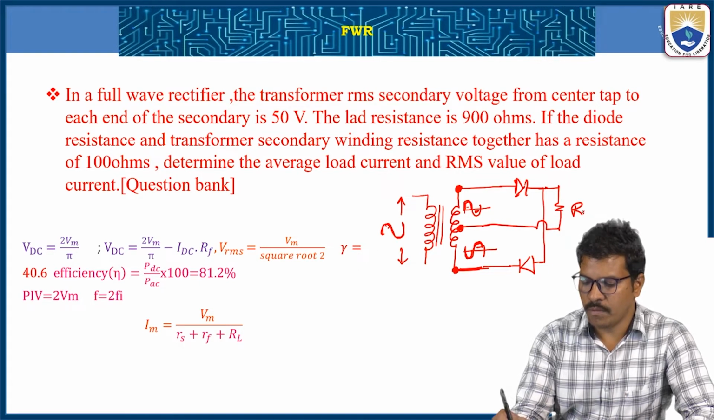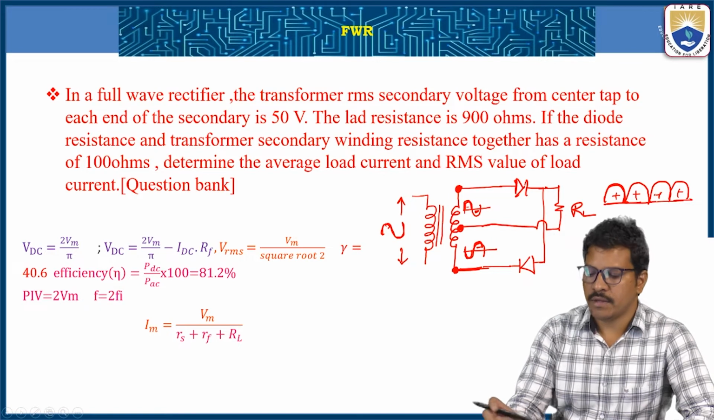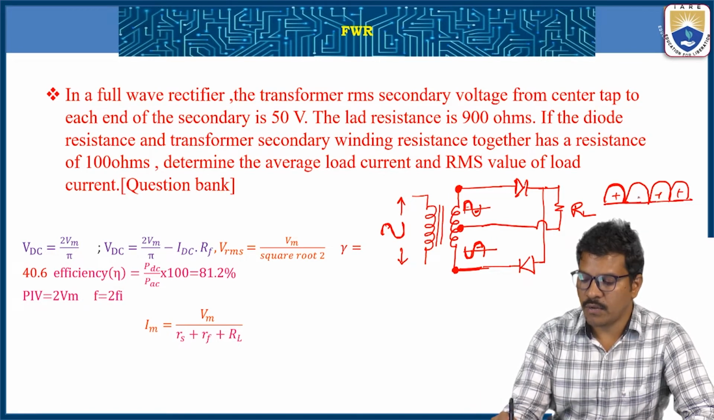The output waveform you will get: during the positive half cycle, it will conduct. During the negative half cycle of the input, again it will conduct, and it will allow the positive side only. So like this, you will get the full wave rectifier output this way. During the negative half cycle, you will get this one.